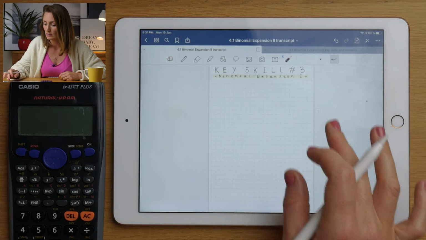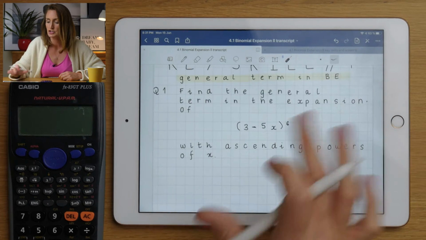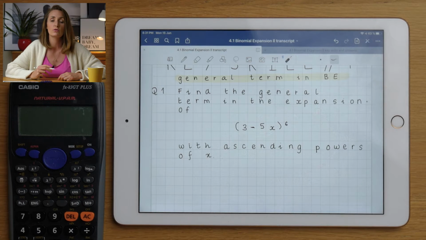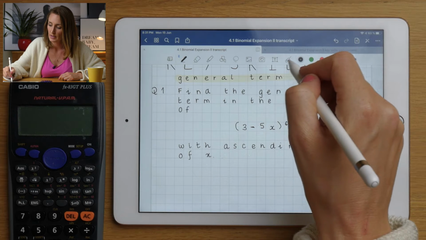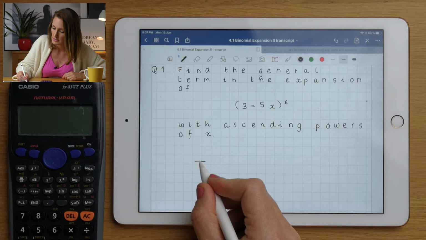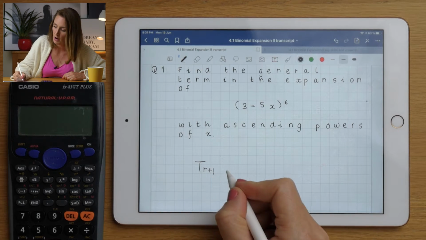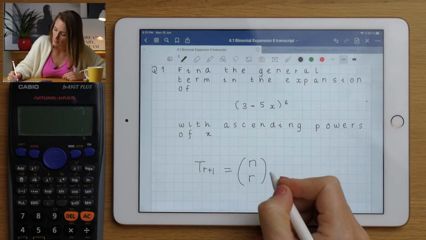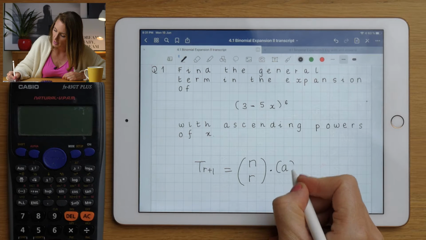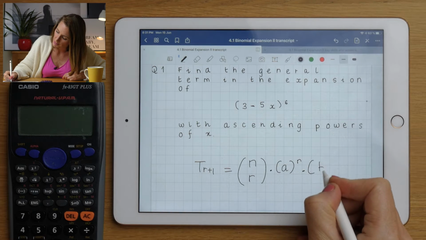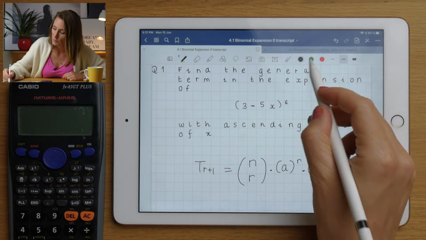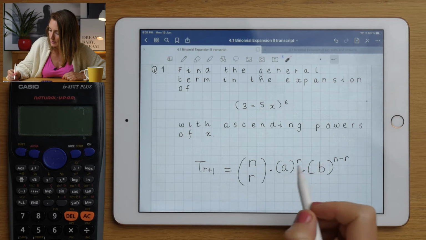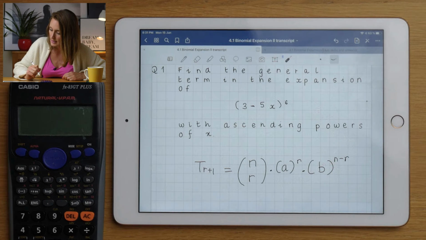term. Now, to use the general term in the expansion, you need to know what n is, so that's our power, and you need to know the formula for the general term. So t is for term, so t r plus 1, I'll explain r in a second, is equal to n choose r times a to the r times b to the n minus r. So we've already talked about what is n. N is the power, so here and here, I would be filling in 6.